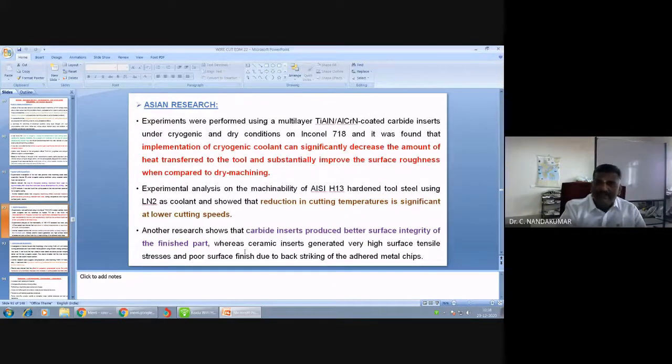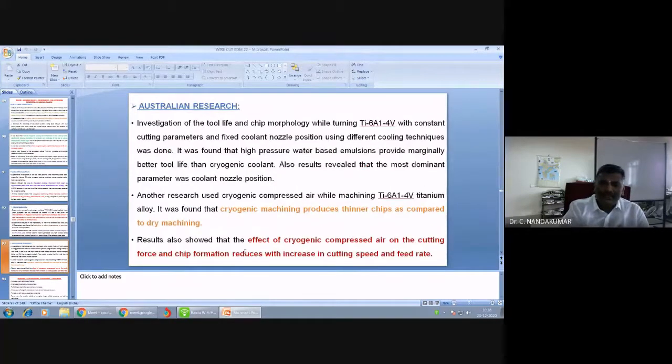And then Asian research, in Inconel 718 they are using cryogenic coolant, and its implementation can significantly decrease the amount of heat transferred to the tool and substantially improve the surface roughness when compared to dry machining. And the reduction in cutting temperature is significant at lower cutting speeds. See here, another research found that carbide inserts produced better surface integrity of the finished products with the cryogenic. Then Australian research: cryogenic machining produces thinner chips as compared to dry machining.